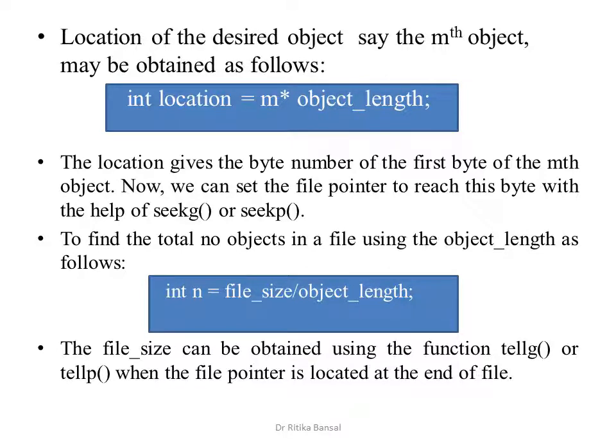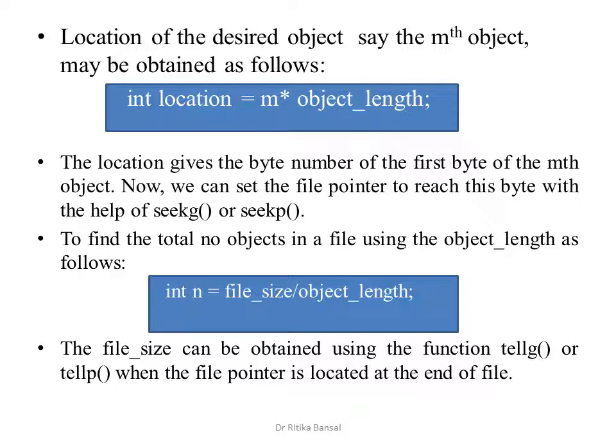Now we have seen how to calculate the size of the object. Each and every object is of the same size. Now suppose in a file we have many objects and we want to find the location of the mth object. So how do we reach the byte number of the mth object? m multiplied by object length. If the object length is 10 and we want to reach the fifth object, so 5 into 10, the 50th byte is the position where we will get our fifth object.